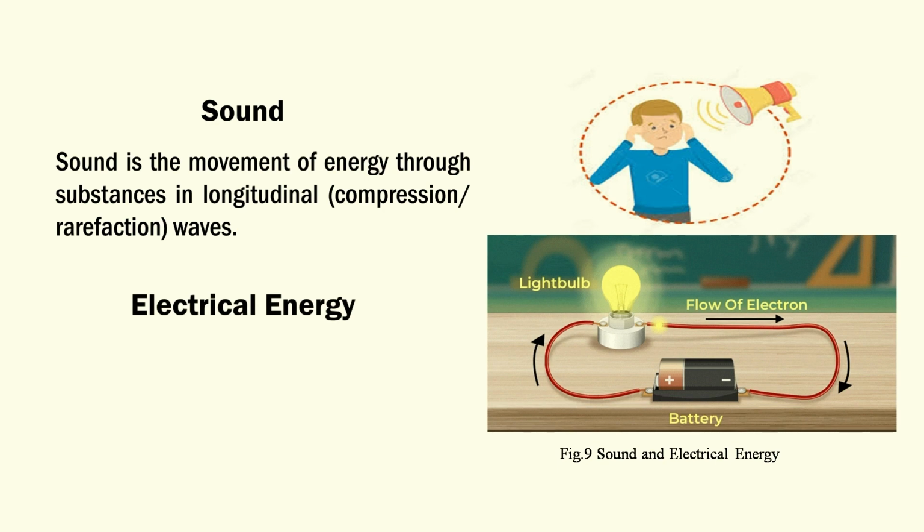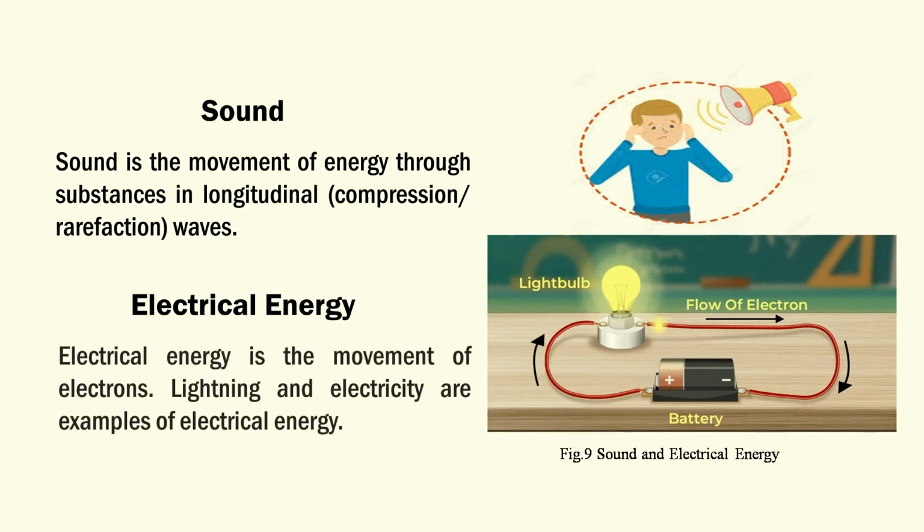Electrical energy. We can define electrical energy as the energy generated by the movement of electrons from one point to another. The movement of charged particles along through a medium constitutes current or electricity. Electrical energy is the energy related to forces on electrically charged particles and the movement of those particles.